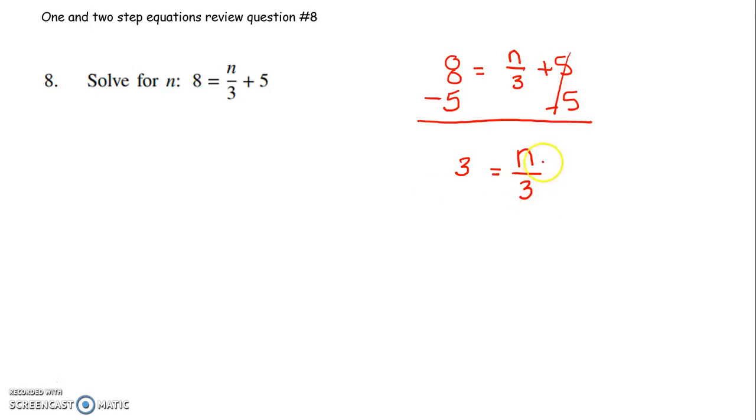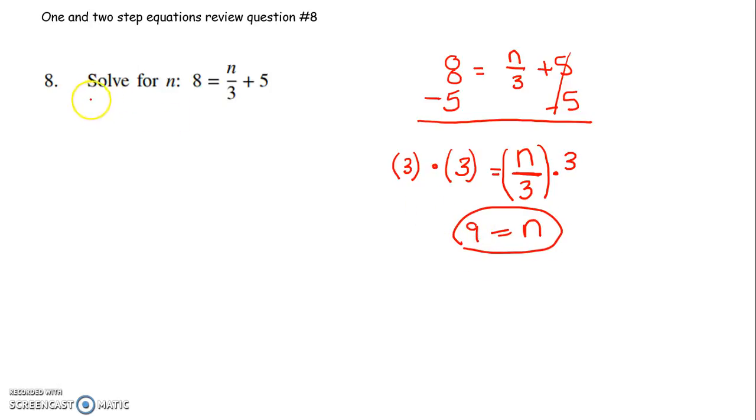Down to a one-step equation to solve for n. What's the operation between the n and the 3? The operation between is division. How do I undo division? I undo division with multiplication, which means I need to multiply the right-hand side of this equal sign by 3, which says I'm going to multiply the left-hand side by 3. Whatever you do to one side, you do to the other. 3 over 3, fancy form of 1. So I'm left with n on this side. 3 times 3 is 9.